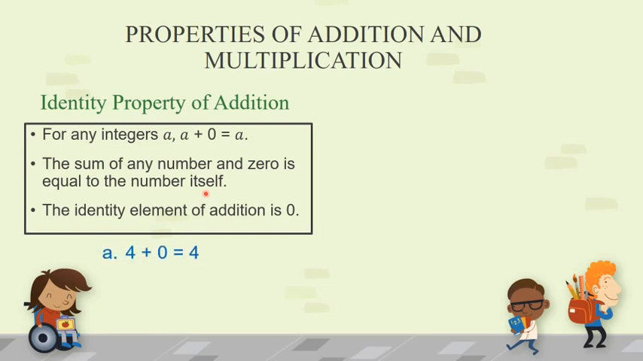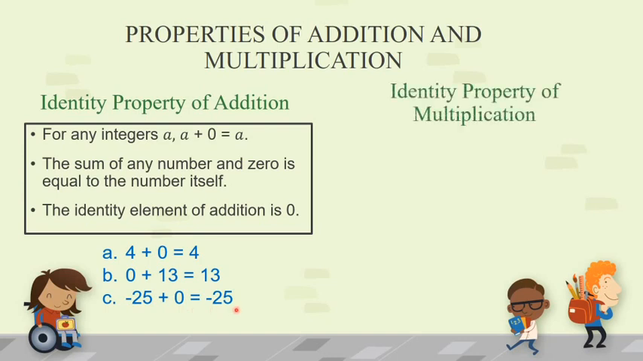For example, we have 4 plus 0, it is equal to 4. 0 plus 13 is equal to 13. And negative 25 plus 0 is equal to negative 25.